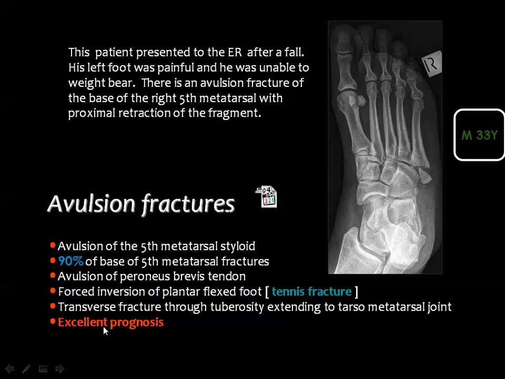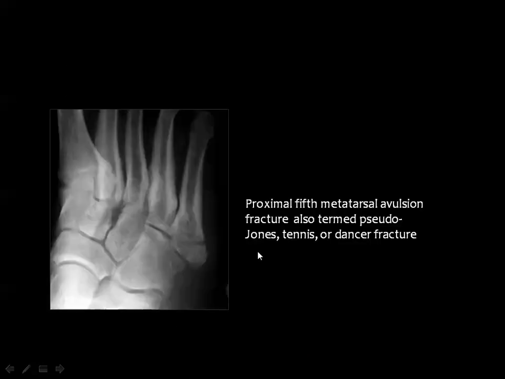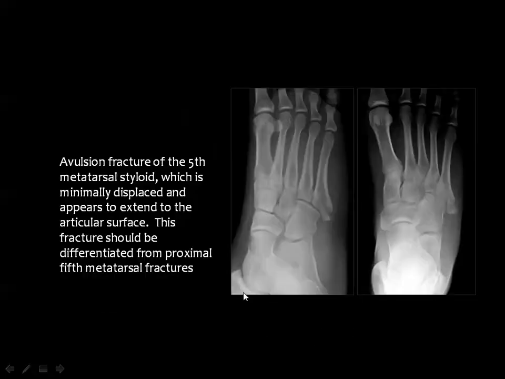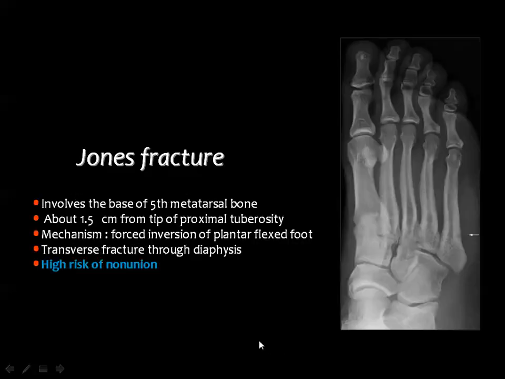And this fracture has an excellent prognosis. And if you draw a line separating this part of the metatarsal bone from the shaft, this is the actual site of the avulsion fracture. If the fracture is above here like this, this will be Jones fracture. And this is an avulsion fracture of the base of the fifth metatarsal bone. And this is what I mean by Jones fracture.